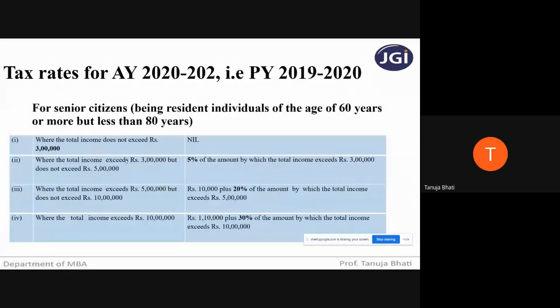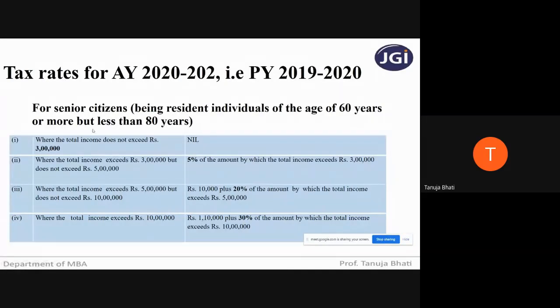Where his income is exceeding 3 lakh but not exceeding 5 lakh, 5%. Where the income is exceeding 5 lakh but not exceeding 10 lakhs, 20%. And where the total income is exceeding 10 lakhs, 30% tax. So remember, in case of a senior citizen, the only difference is he's getting more exemption, that is 50,000 more. Up to 3 lakh, he need not pay tax.